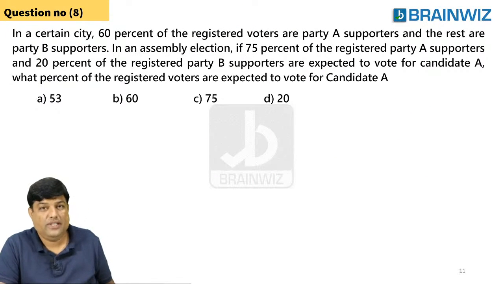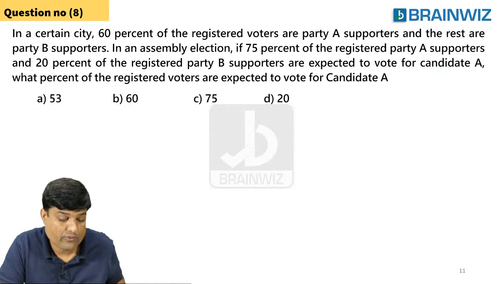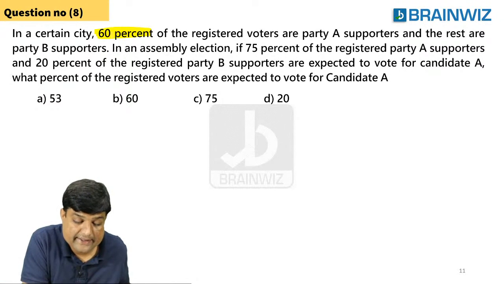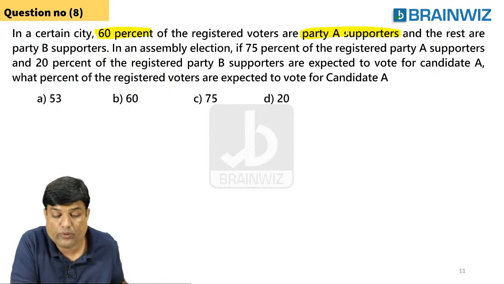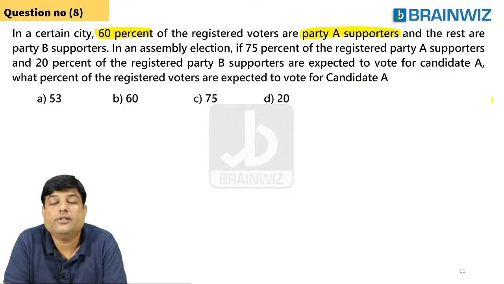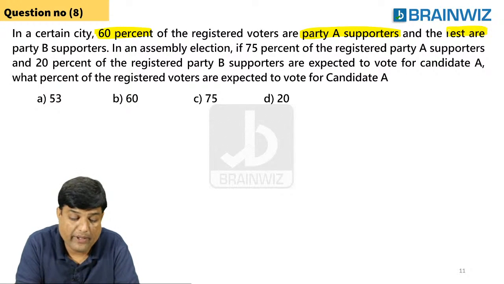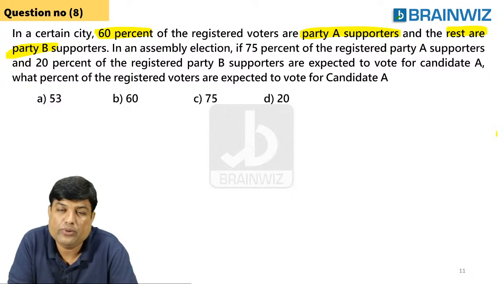This is a question which was given from percentages. Following. So this was a question given from percentages. It seems to be a little important. What did it say here? In a certain city, we have no idea what city that is, 60% of the registered voters are party A supporters. They are going to support party A, and the remaining people, how many are there? I don't know. The remaining all people are party B supporters.